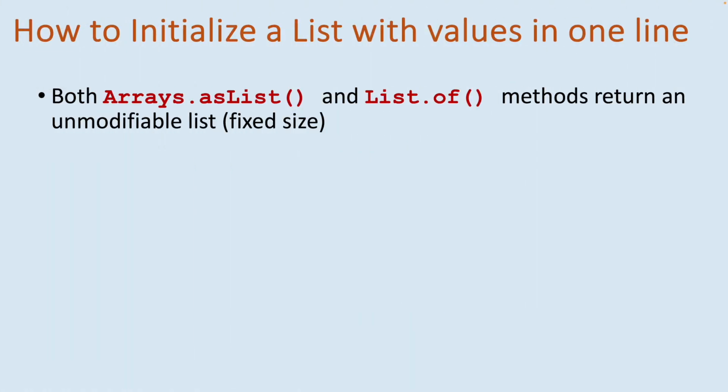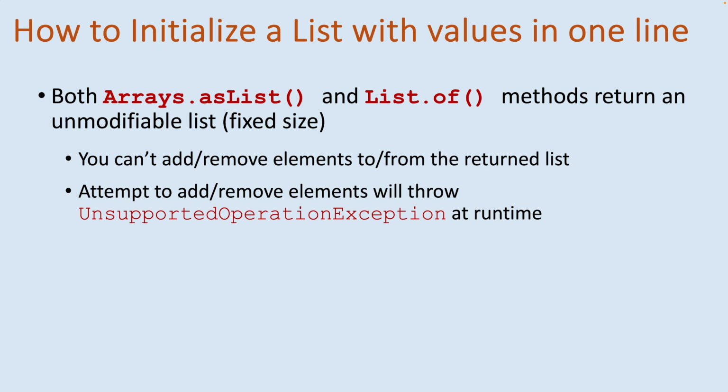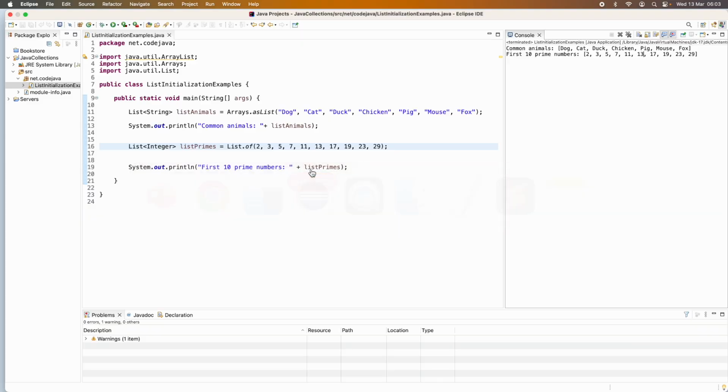And note that both the Arrays.asList and List.of methods return an unmodifiable, fixed-size list. That means you can't add or remove elements to or from the returned list, and any attempt to add or remove elements will throw an UnsupportedOperationException at runtime. So if you want to initialize a modifiable list, construct a new ArrayList object that wraps the fixed-size list. Let me show you how to update the code.